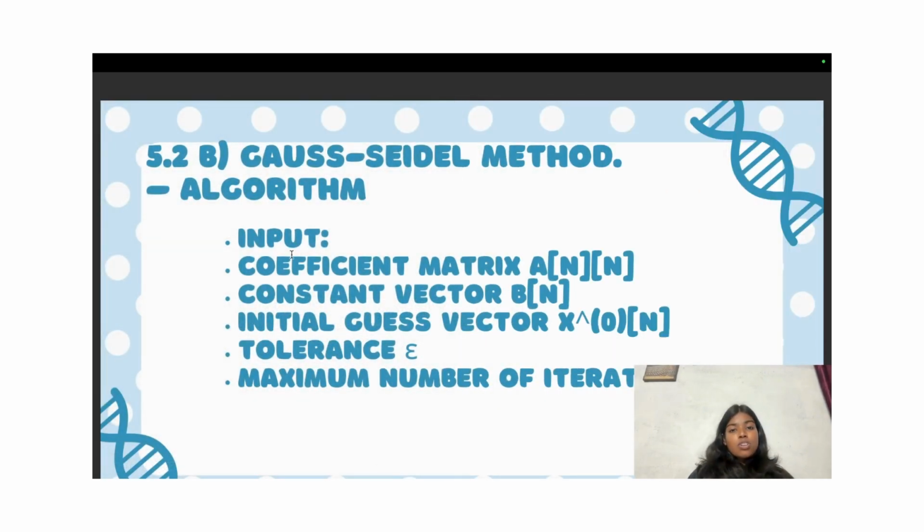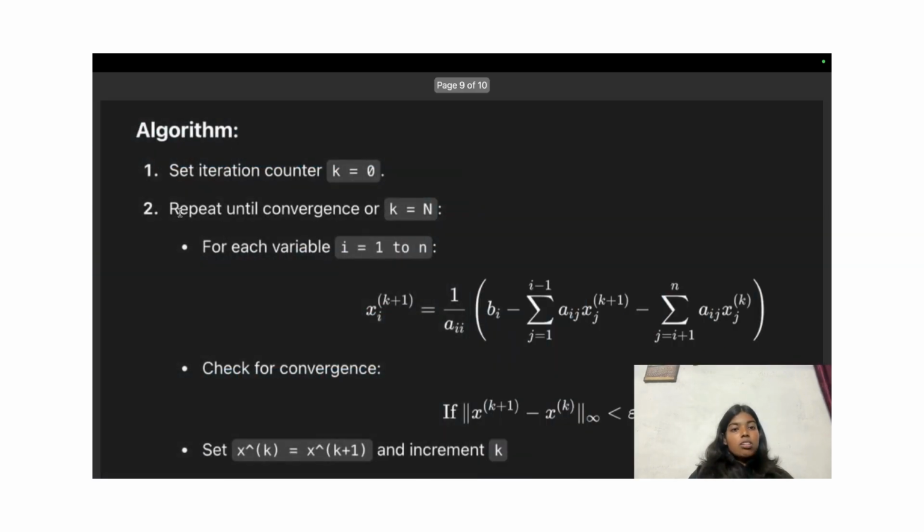The second is Gauss-Seidel method. Here the inputs are coefficient matrix A (n×n), constant vector b (n), initial guess vector x to the power 0, tolerance epsilon, and maximum number of iterations n. Algorithm: set the iteration counter k equal to 0, repeat until convergence or k equals n.